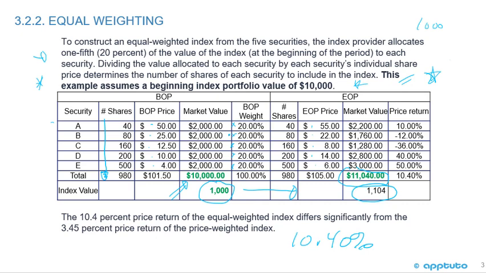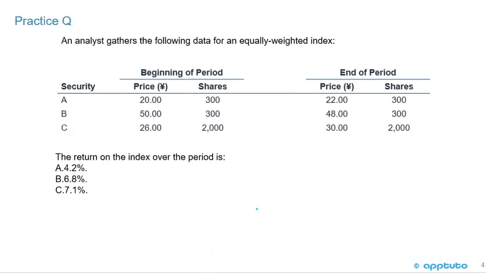So the steps to that: step number 1, you have to assume a beginning index portfolio value of 10,000. So that's 2,000 per security. Divide by the beginning of period price to get the number of shares. Multiply the number of shares by the ending period price. Add up the values. Ending value divided by beginning minus 1 times 100. That gives you the return. And take our initial index value of 1,000, multiply it by 1 plus the return, and we get our ending index value. So we're just looking at equally weighted.